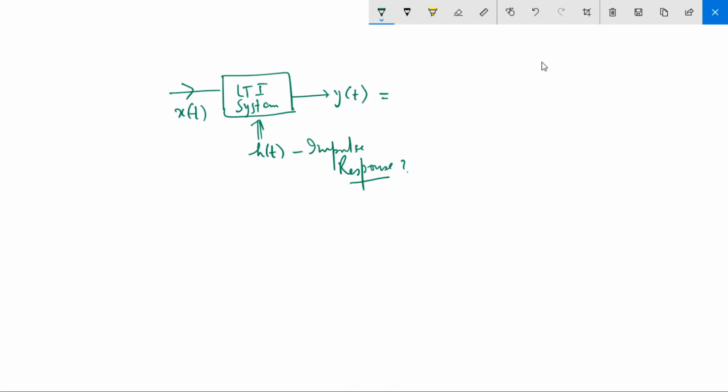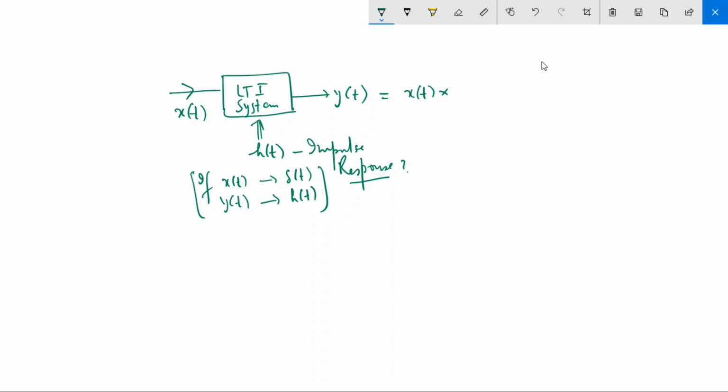Impulse response means the output of this system when the input is an impulse signal. If you apply delta(t) here, if x(t) is delta(t), that is a unit impulse, y(t) is nothing but h(t). This is the impulse response. The response of the system due to an impulse is called the impulse response. And once you know the impulse response of an LTI system, a linear time invariant system, you can express the output of the system as the convolution between x(t) and h(t).